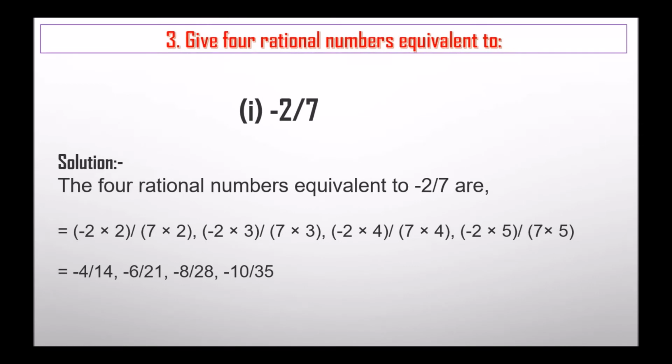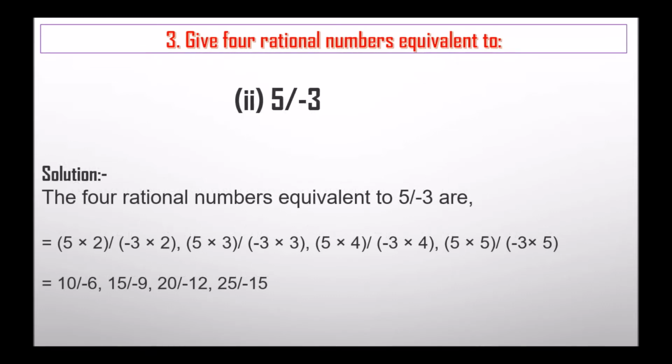Third question, give four rational numbers equivalent to minus 2 upon 7. So minus 2 into 2 upon 7 into 2, that is minus 4 upon 14. Minus 2 into 3 upon 7 into 3, that is minus 6 upon 21. Minus 2 into 4 upon 7 into 4, that is minus 8 upon 28. Minus 2 into 5 upon 7 into 5, that is minus 10 upon 35.